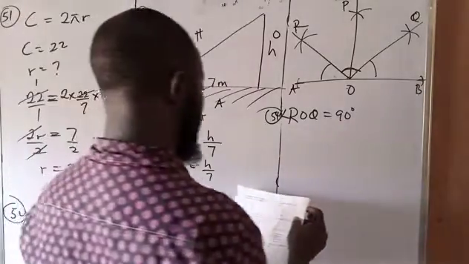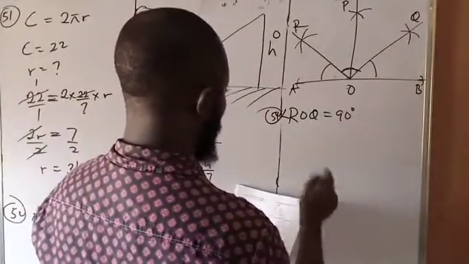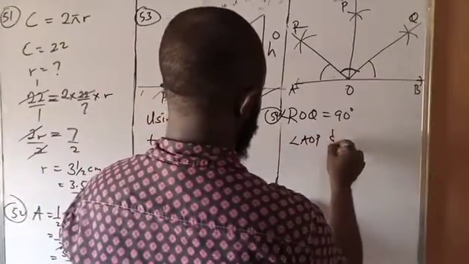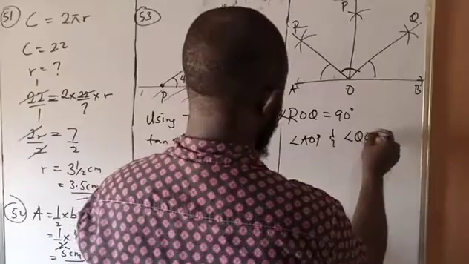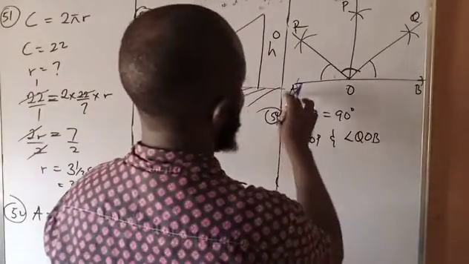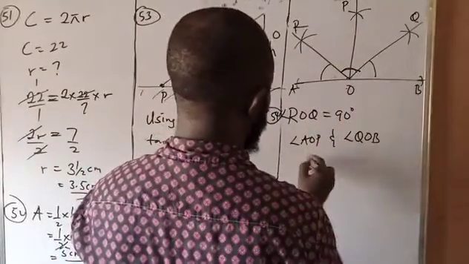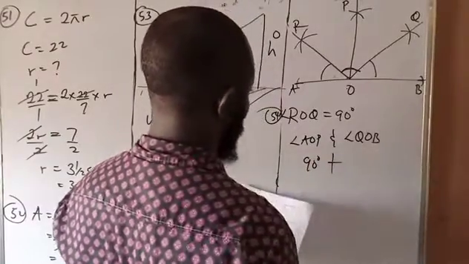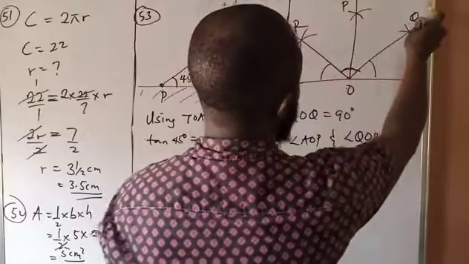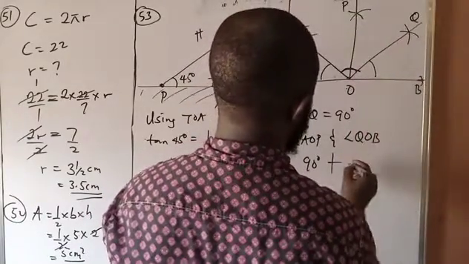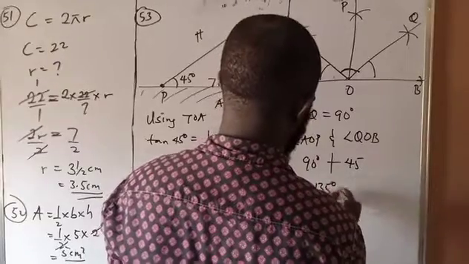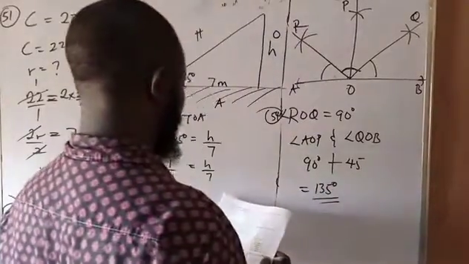Then calculate the sum of angle AOP and angle QOB. Angle AOP is 90 degrees, and we want to get their sum. Angle QOB is 45 degrees. So that gives us 135 degrees, option D.